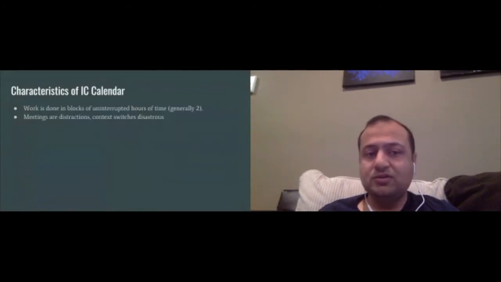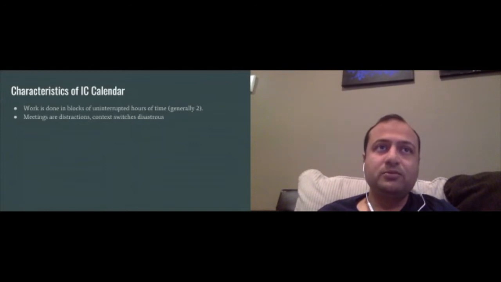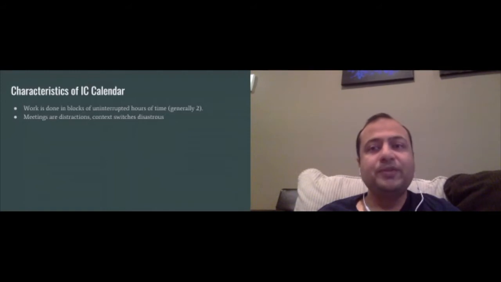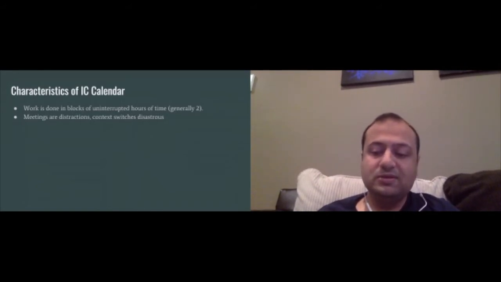So work is generally done, as I said, in blocks of uninterrupted hours of time. If you're trying to solve a difficult problem or you're trying to code up something, it always requires some time to build up the flow and sort of put things into your cache, so to say, and go deep into the code and try to work through it. So it will usually take you 20 to 30 minutes before you even actually get the work started. So it always makes sense to work on something for over a 2 to 3 hour block for you to showcase any progress.